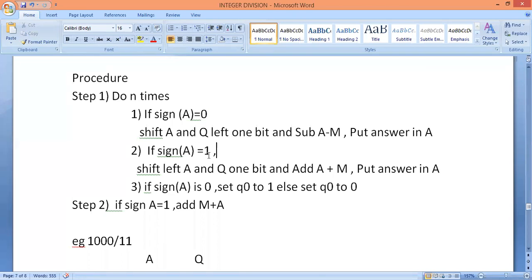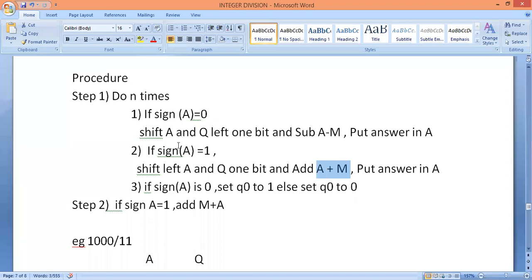In the previous case, we used to do it by default. But now you have to check what the MSB, the most significant bit, is. If it is 0, then you shift A and Q and do A minus M. If it is 1, then do what? Shift A and Q left by 1-bit position and add A plus M. So if your MSB is 1, instead of subtracting as we did in the previous one, you have to add A plus M. Put the answer back in A.